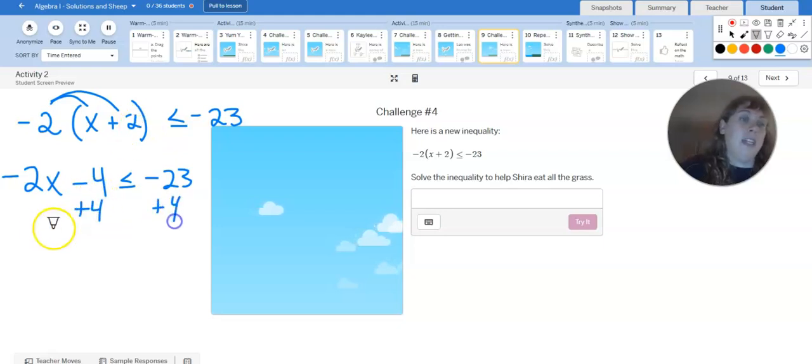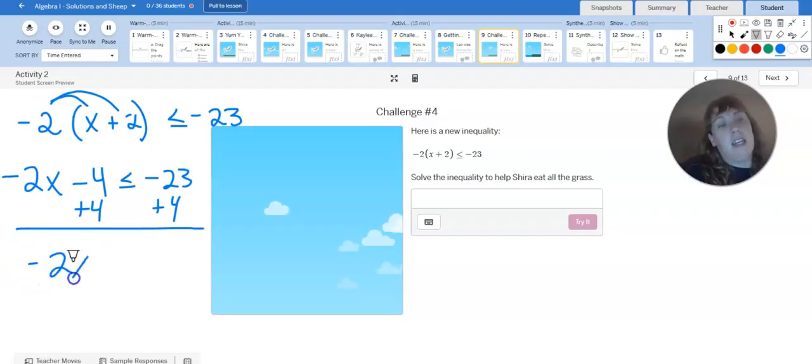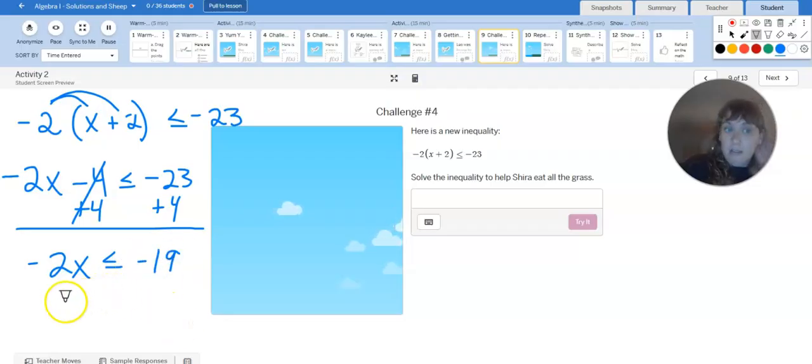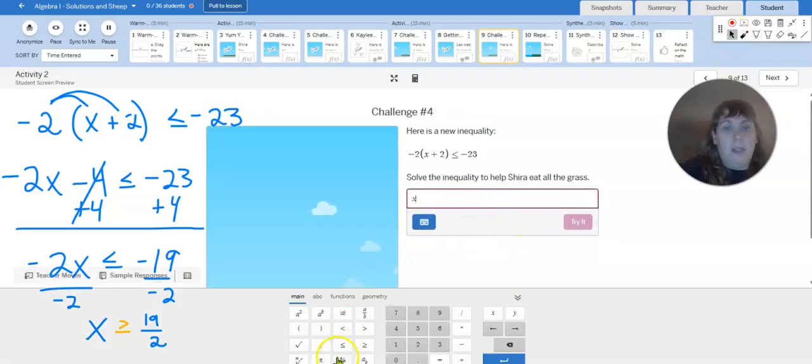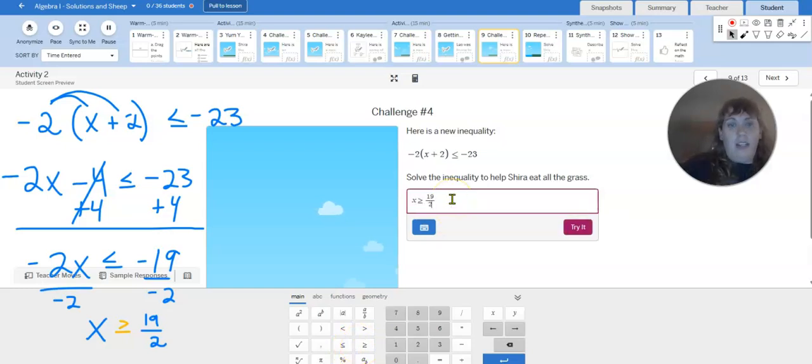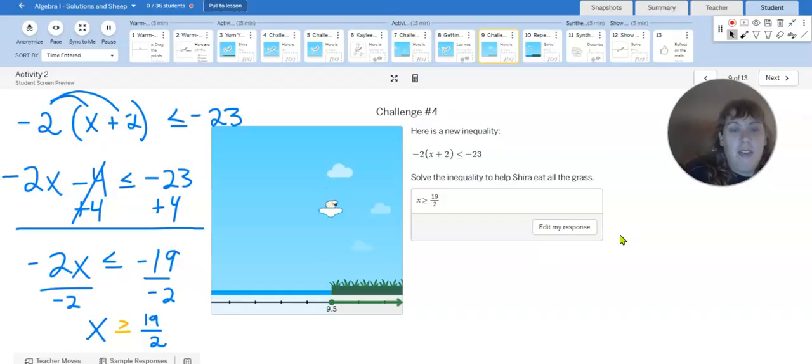Then I'm going to add 4 to both sides, and I get negative 2x is less than or equal to negative 19. And then divide by negative 2, remembering that since we're dividing by a negative, we have got to flip that sign. And then 2 negatives make a positive, so this is just positive 19 halves. So we have x, open the keypad, is greater than or equal to 19 halves. And let's try it out. Perfect. 19 halves is the same as 9.5, so that works. And we got our flip.